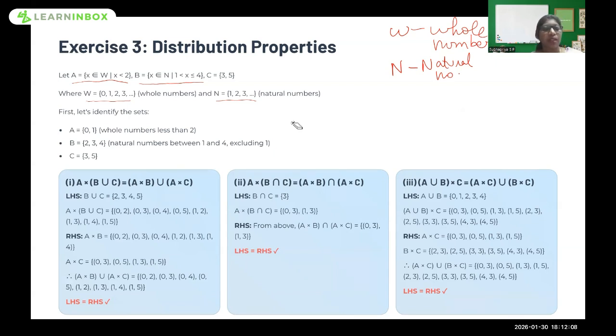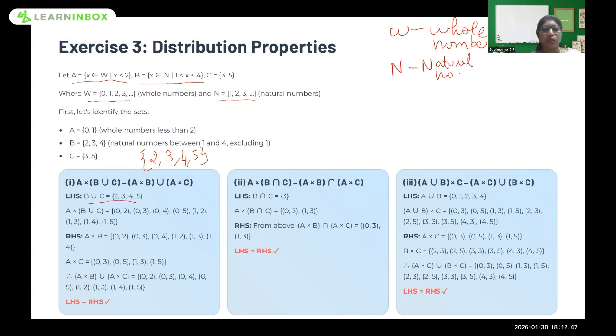Now for the first part, A cross B union C equal to A cross B union A cross C. So same thing, in LHS we have to find B union C. Our B is 2, 3, 4 and our C is 3, 5. So for union, we have to write all the elements in B and all the elements in C without repeating. So 2, 3 and 3 again repeats, you don't want to write. Then 4, then 5. So these will be your B union C.